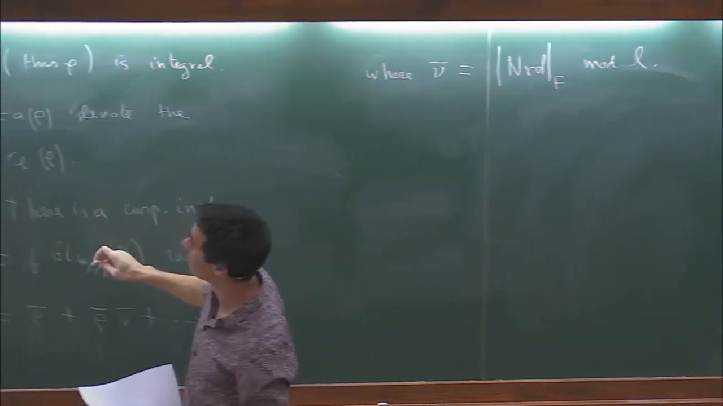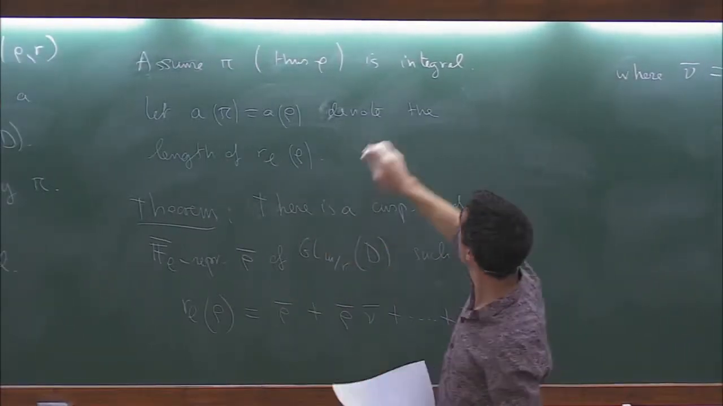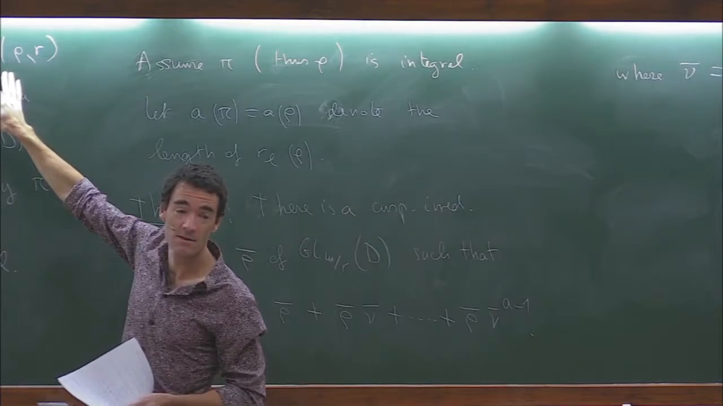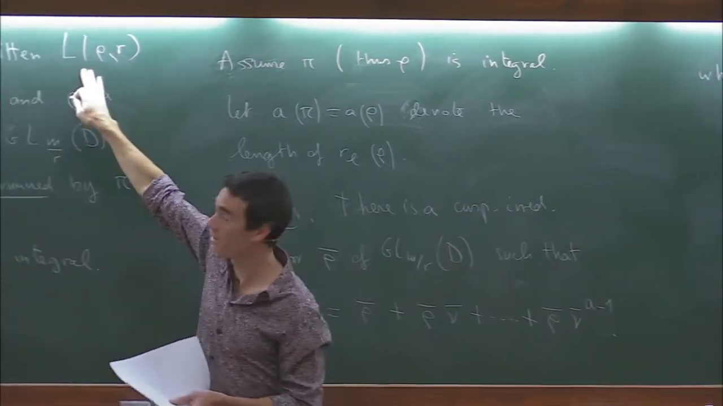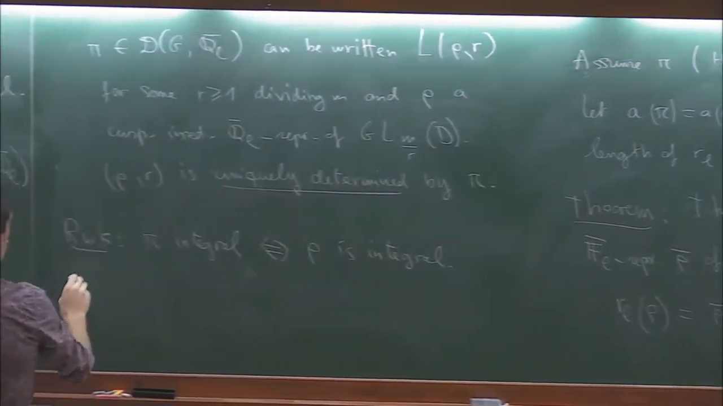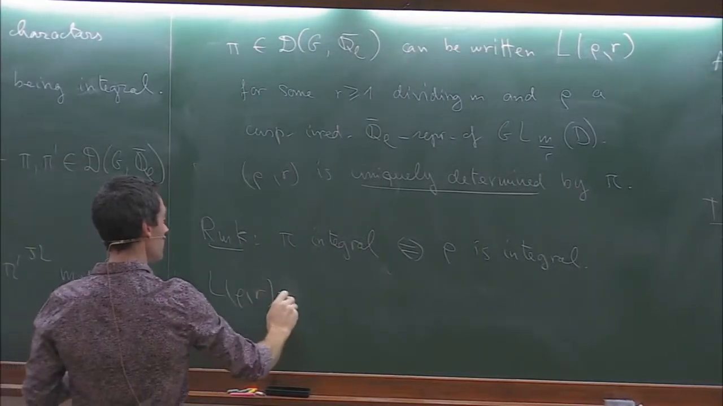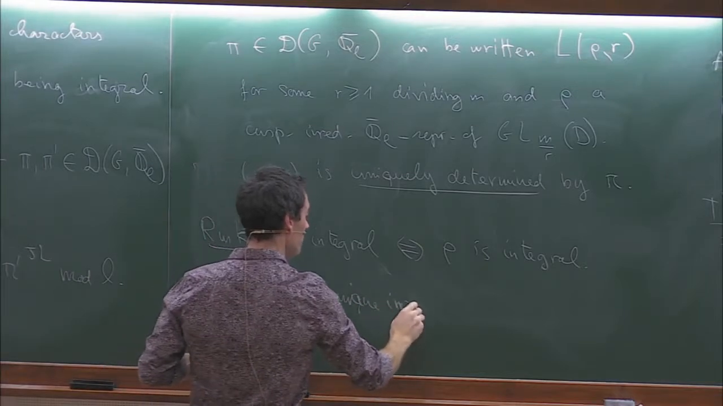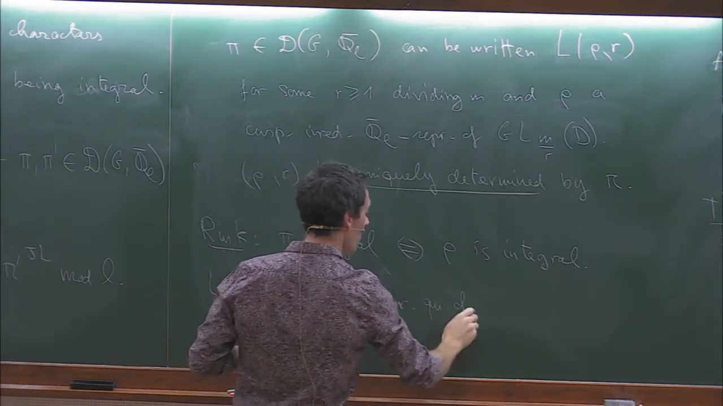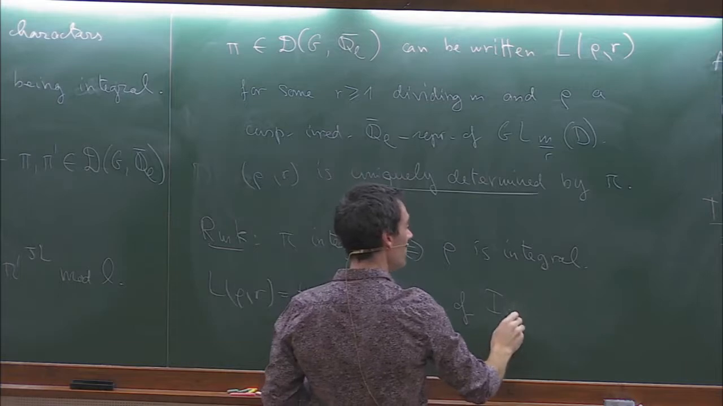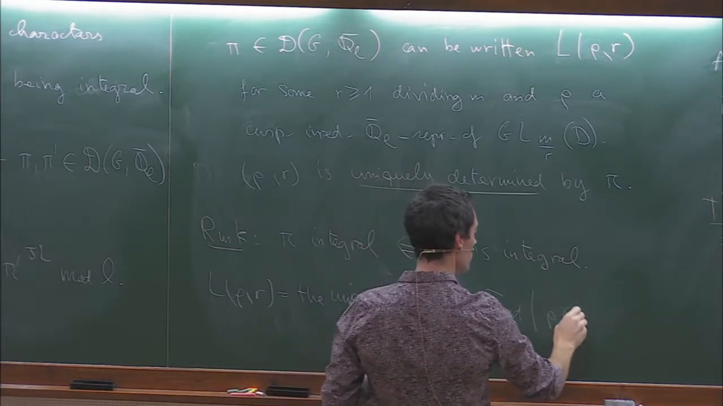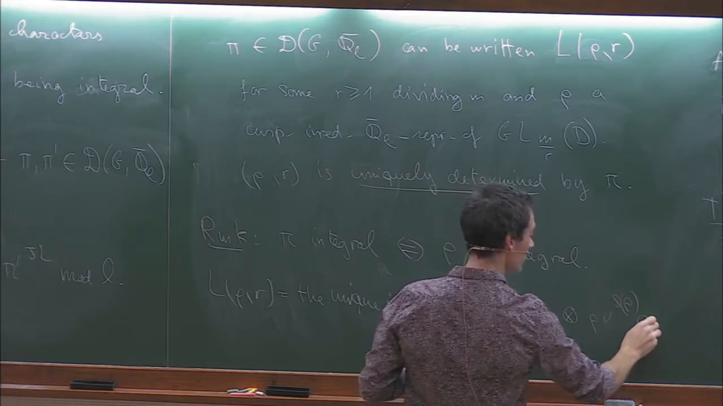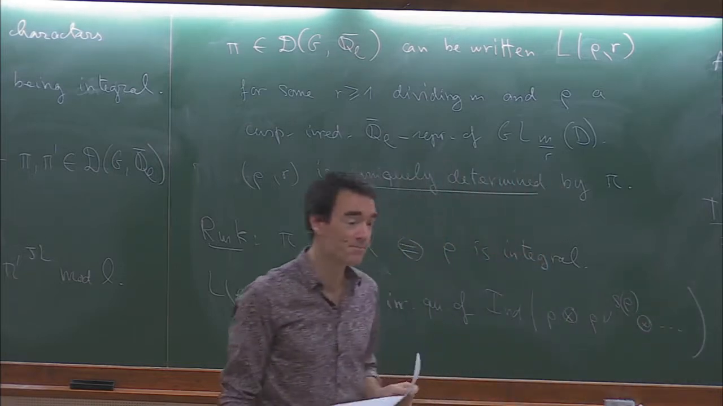L rho R, where is it? Here. So I defined this notation yesterday. L rho R is the unique irreducible quotient of the parabolic induction of rho tensor rho nu to the s rho, etc.